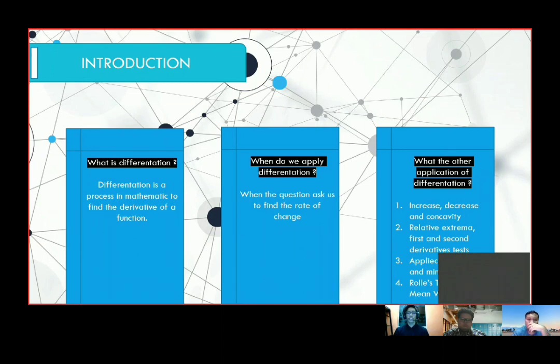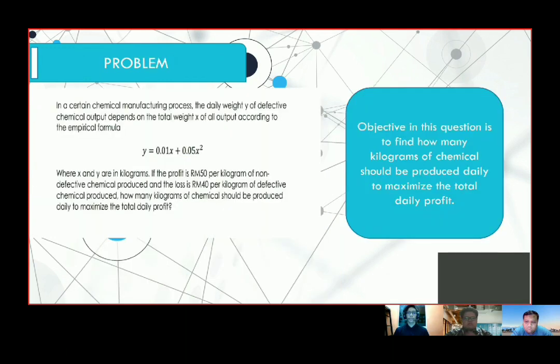So what are the other applications of differentiation? First, increase, decrease and concavity. Second, relative extrema, first and second derivative test. Third, applied maximum and minimum. And last one, Rolle's theorem and mean value theorem.